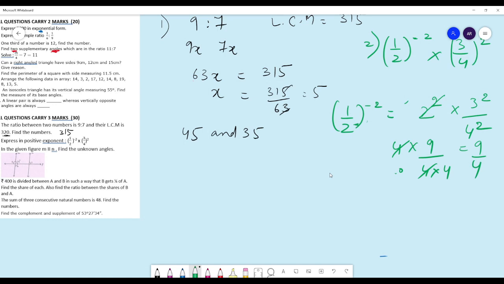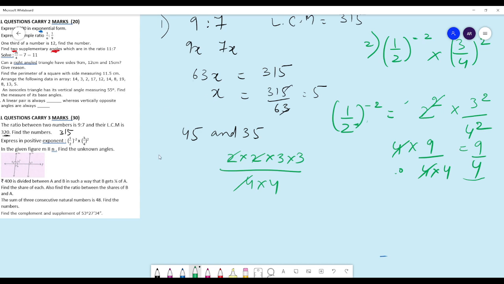So even if you put it in a simpler way, it's like 2 into 2 into 3 into 3 by 4 into 4. That is how it should be. So 2 into 2 gone with 1 4 and you're left with 9 by 4, just like this over here. So that should have been your solution.